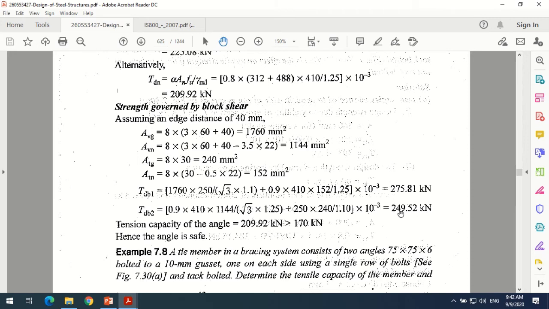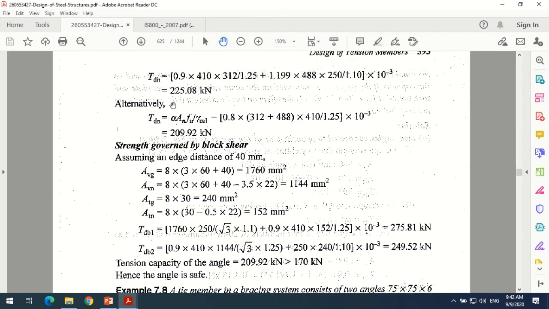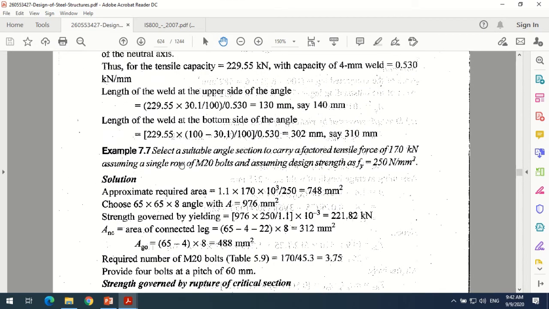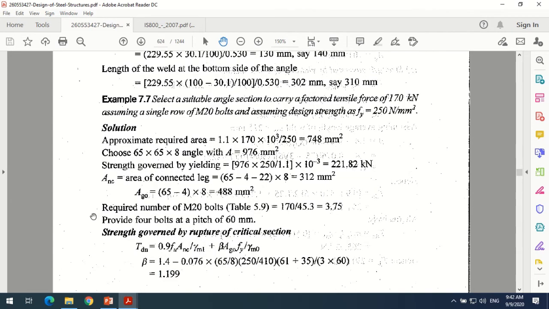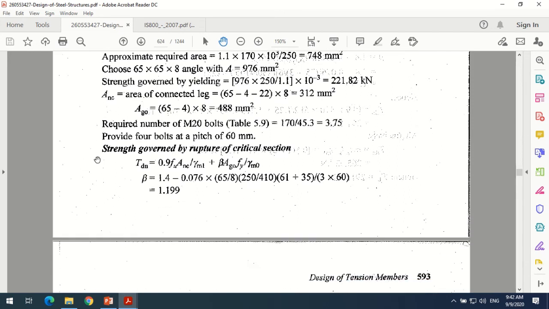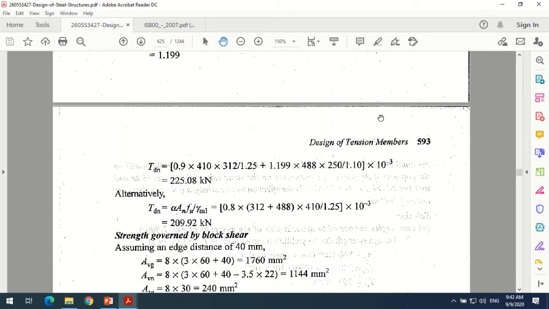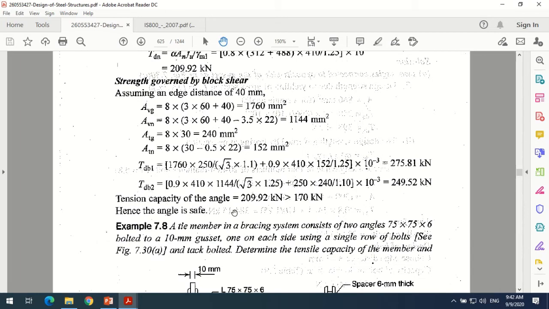Now, out of this 249.52, 225.08, and one more is due to yielding of cross section, which is 221.82 kilonewton. So out of these three, whichever is least will be taken as the design strength of the member under tension. Okay, so it is 209.92.